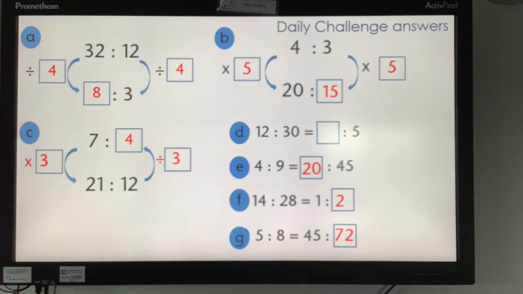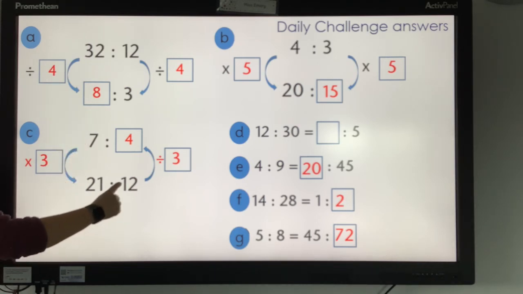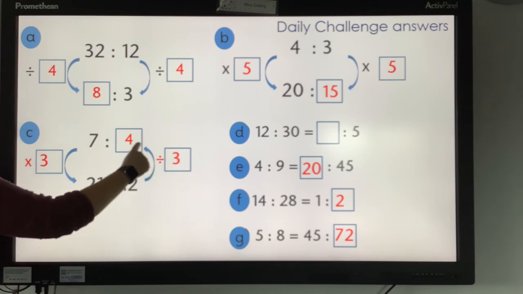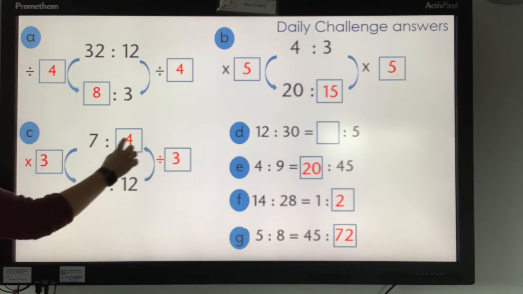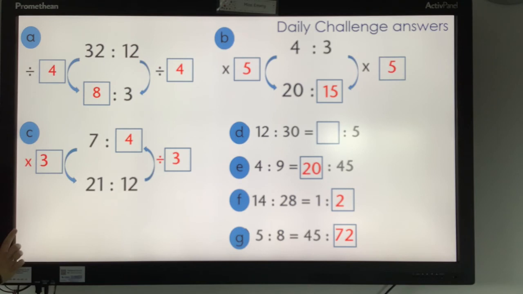Here you had to work out if you were multiplying or dividing, and it was a little bit of a trick because it's both. Because look, the arrows are pointing in a different way. You know that 7 times 3 is 21, so 12 divided by 3 gives us 4, because 4 times 3 would give us 12. So well done if you got that one right.